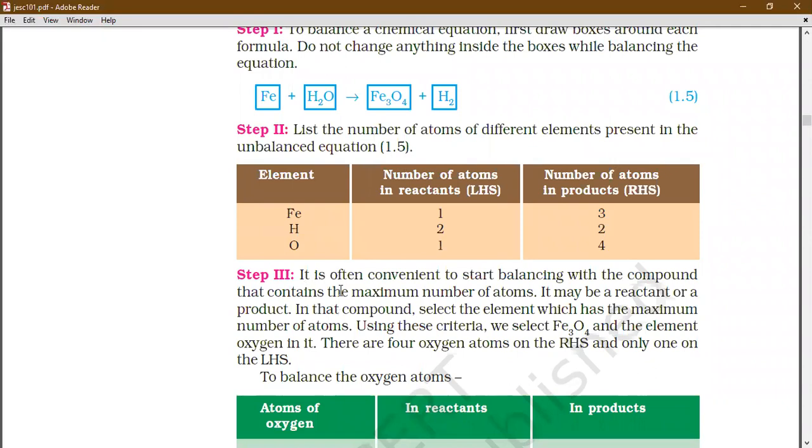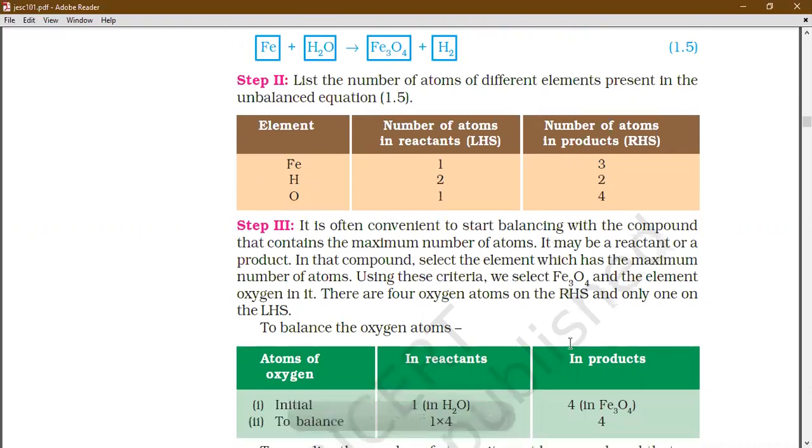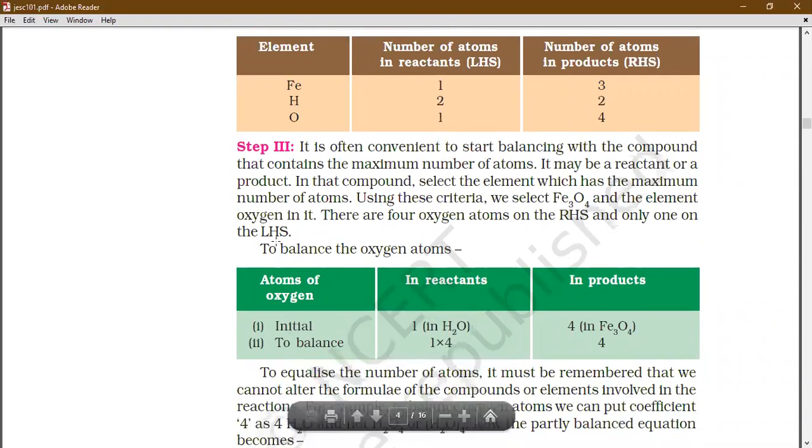Step 3. It is often convenient to start balancing with the compound that contains the maximum number of atoms. It may be a reactant or a product. In that compound, select the element which has the maximum number of atoms. Using this criteria, we select Fe3O4 and the element oxygen in it. There are 4 oxygen atoms on the right hand side and only 1 on the left hand side. So, to balance the oxygen atoms, we will multiply the 1 oxygen present on the reactant side.